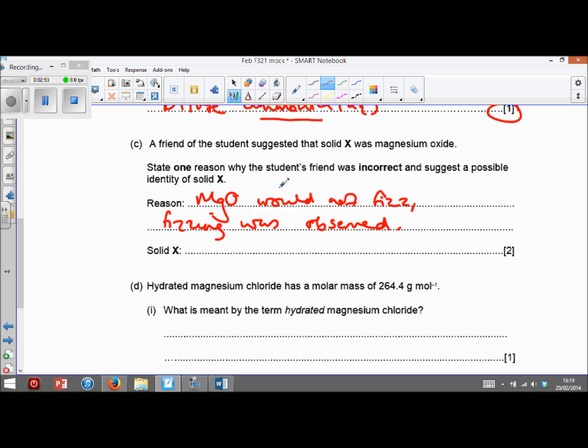Yes, something along these lines, and then suggest a possibility for the identity of solid X. We should all know that if we add an acid to something and it fizzes, it's got to be a carbonate. So you get a mark for saying that and a mark for saying that, 2 marks.